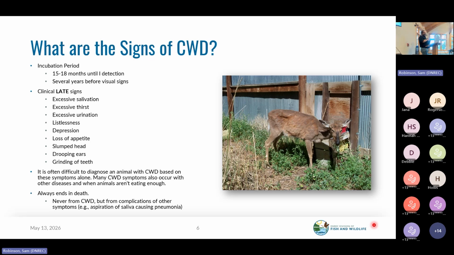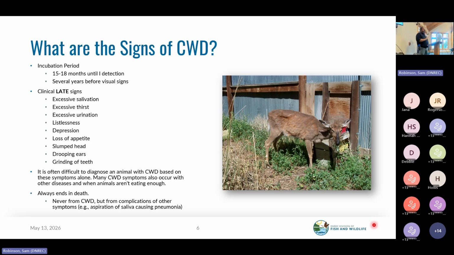So next includes excessive salivation, excessive thirst, excessive urination, listlessness, depression, loss of appetite, as you see they start getting real thin, slumped head, drooping ears, and they grind their teeth. So all these symptoms tend to happen at the very late stages, just before death. It's often difficult. You can't just diagnose it by looking at it. They have to be euthanized and tested.